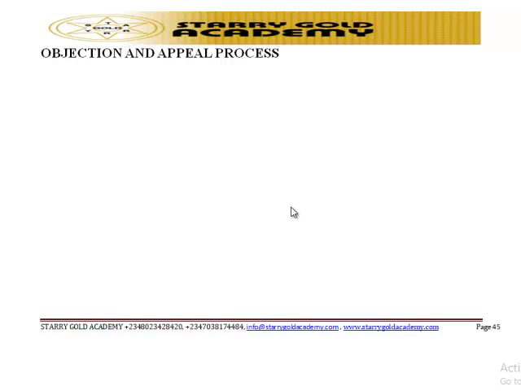Now we are starting from the objection and appeal process. What are the objection and appeal procedures we have in our tax administrative system? Before the taxpayer could object, it means that the taxpayer disagrees with an assessment. And for an objection to be relevant, it must have been given a notice.